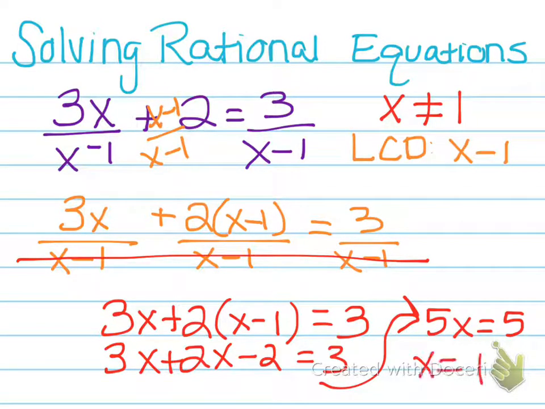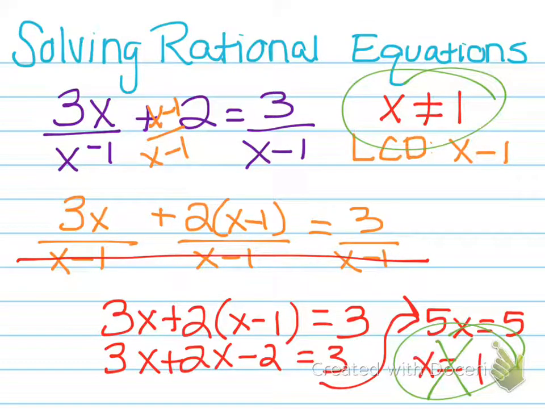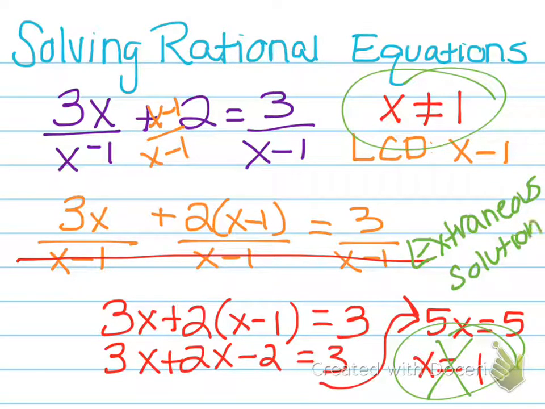So x equals 1. Well, since we talked about this before, if you notice, x can't be 1, and we got 1. So this means there's no solution. And since this happened, what we call this is an extraneous solution. So x equal to 1 is an extraneous solution because we identified it as being the value in our domain that it wasn't allowed to be. So there's no solution because x equals 1 is an extraneous solution.